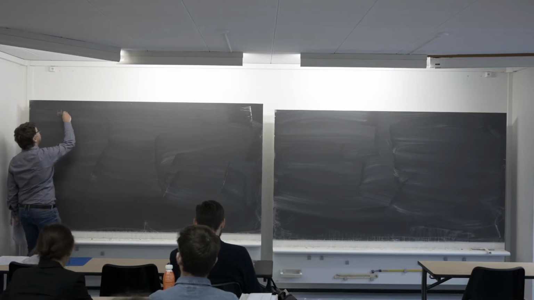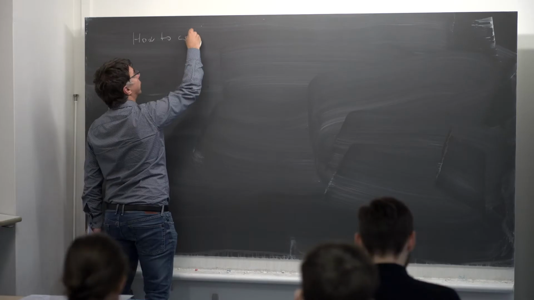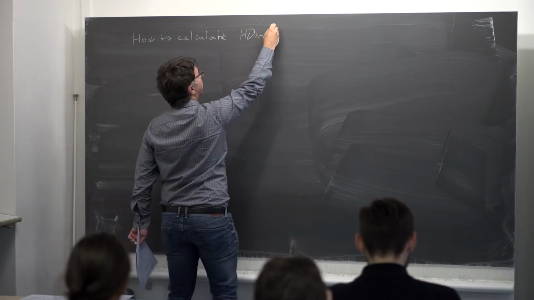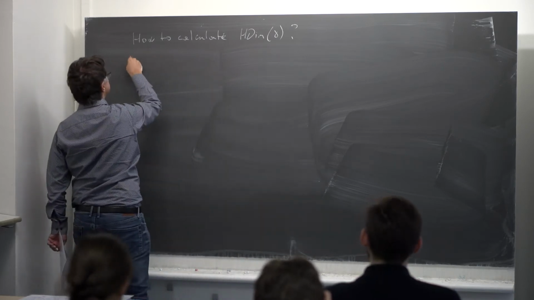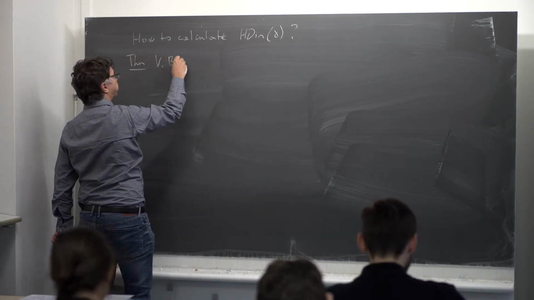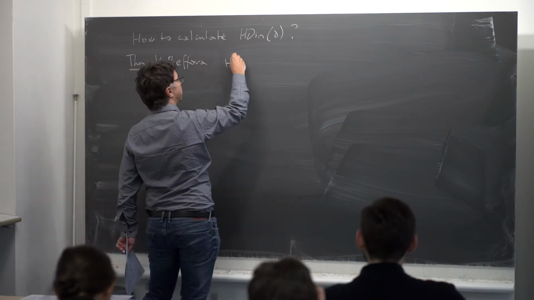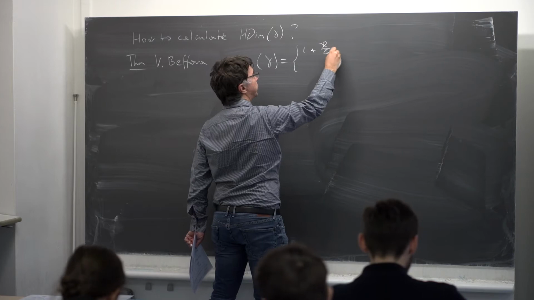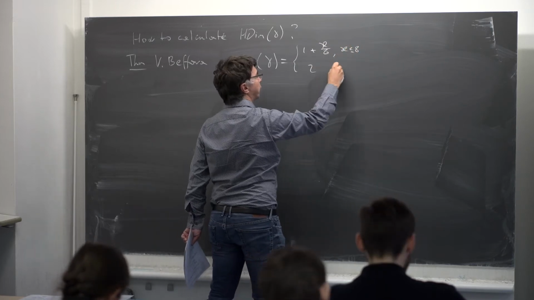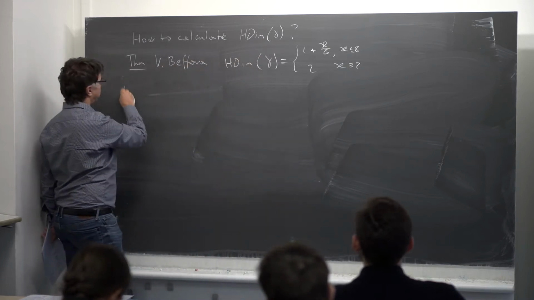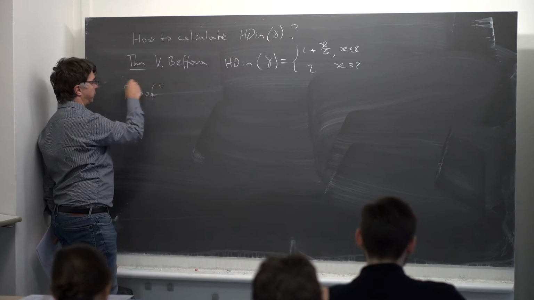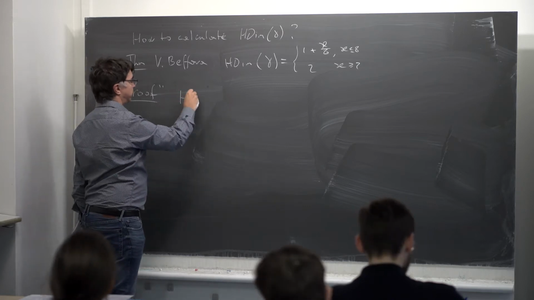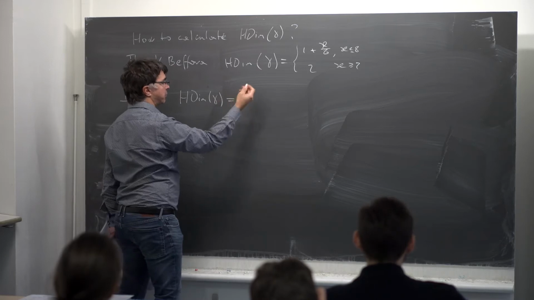So how to calculate the dimension of gamma? The theorem, by Rohde-Schramm and Beffara, is that the Hausdorff dimension of the SLE curve is 1 plus kappa over 8 when kappa is smaller than 8, and 2 when kappa is at least 8. So the proof, or rather the idea of the proof: what does it mean that the Hausdorff dimension of gamma is something, let's say d?